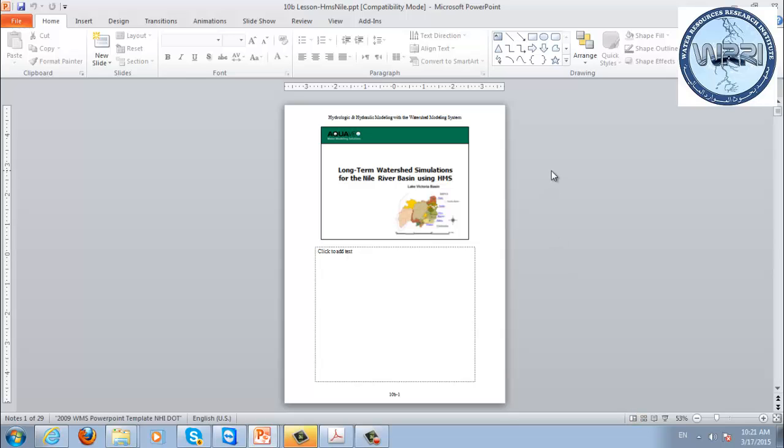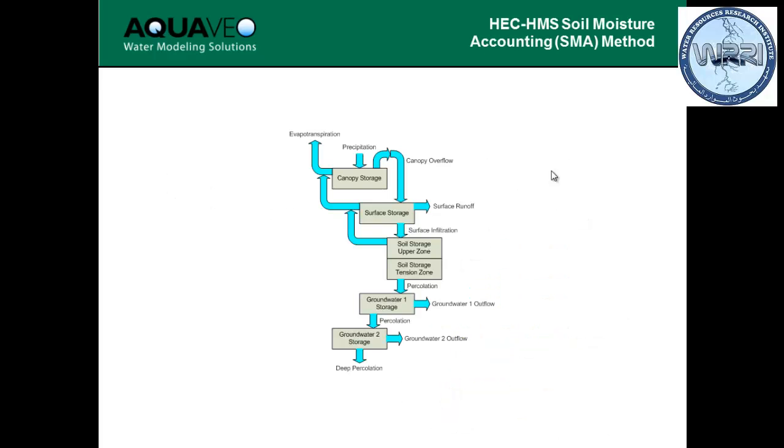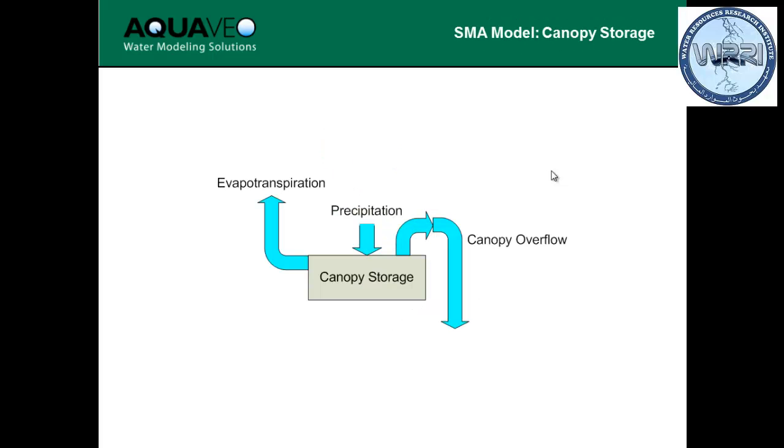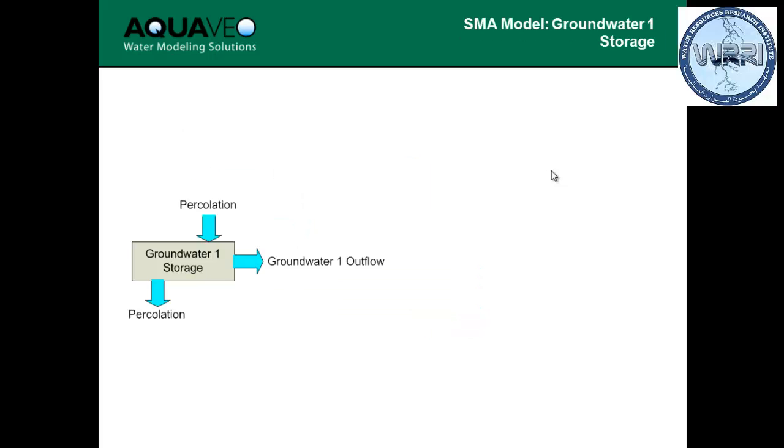So you can use this SMA method for modeling the Nile River Basin. And this is what we did with the Friend Nile project. This was 5-10 years ago. We did the Friend Nile project. And in that project we did a study of some of the sub-basins in the Nile River. And we used this SMA method to compute the losses and the base flow in our watershed.